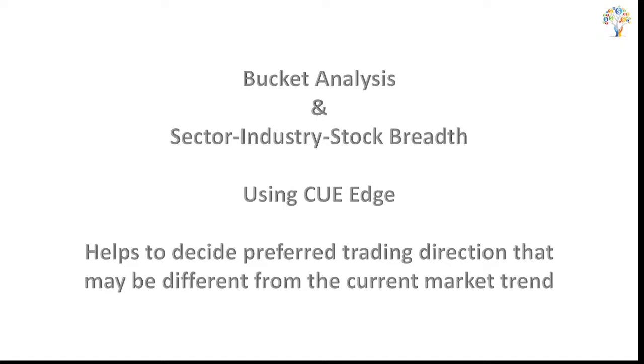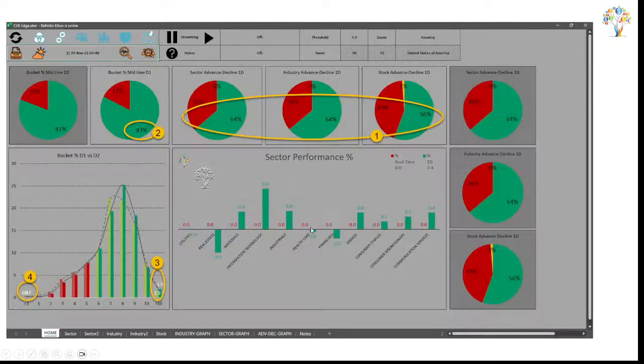Bucket analysis and sector industry stock breadth using Q edge helps to decide preferred trading direction that may be different from the current market trend. Friday's sector industry stock breadth is bullish. 83% of stocks are above mid Bollinger Band, that is bullish, and bucket analysis is showing it is neither overbought nor oversold. Allows buying, doesn't allow shorting.